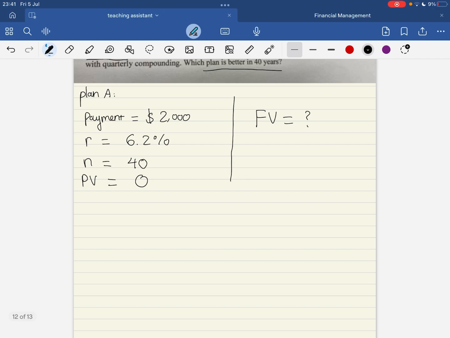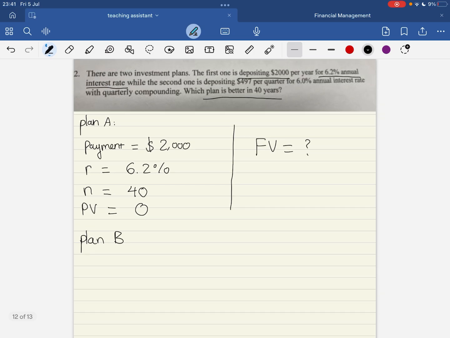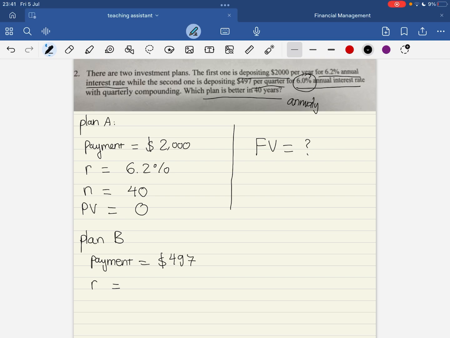How about plan B? We deposit $497 per quarter. So first of all, the payment is very easy. It's equal to $497. The interest rate here is a bit different. In the exercise, they say that per quarter for 6% annual interest rate. So this 6% is annually calculated.